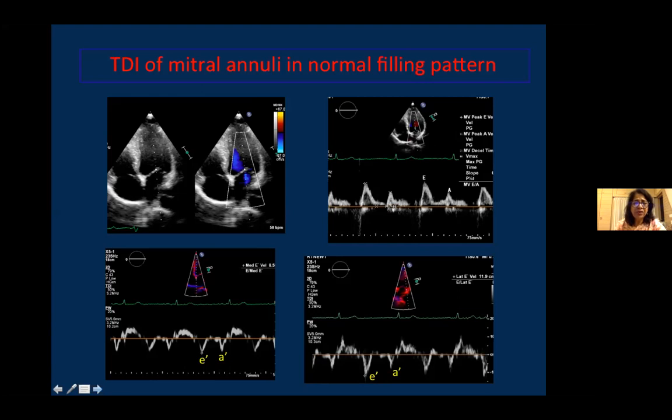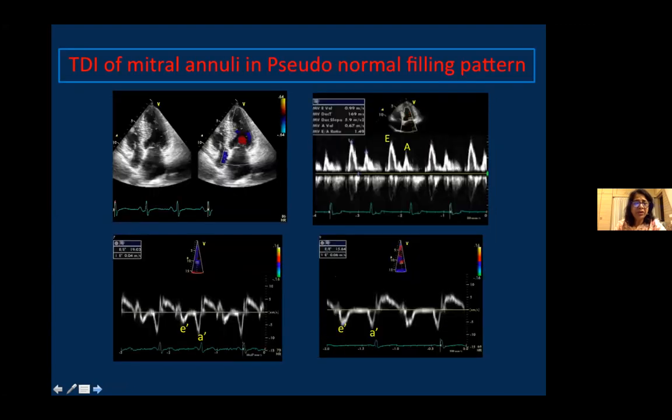Now let us look at the second patient of hypertrophic cardiomyopathy, where we again got this pattern where E wave was more than the A wave. We do the tissue Doppler imaging of the septal annulus, and what we see, you see, E prime is less than the A prime, both at the septal annulus as well as the lateral annulus.